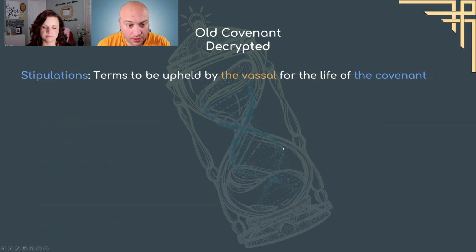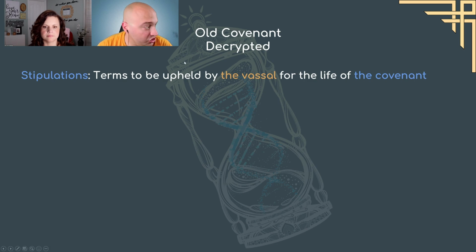Mm-hmm. Now we get into the stipulations. Okay? And we're going to do a whole study on what these stipulations are. It's actually probably going to be a multi-part study on these stipulations. But basically, it's the terms to be upheld by the vassal for the life of the covenant. Okay, so the stipulations are not something for the sovereign. The stipulations are something for the vassal. All right? And they are bound to this for the life of the covenant.